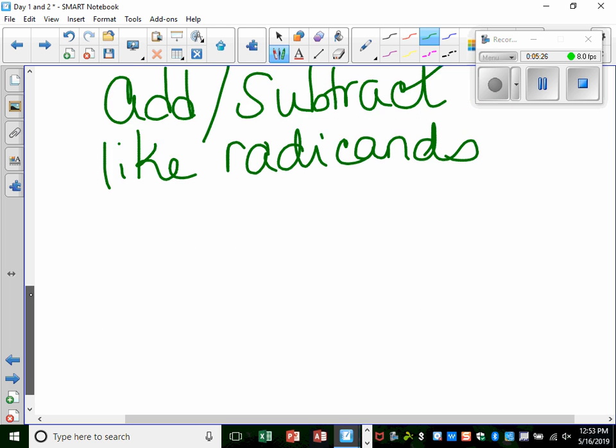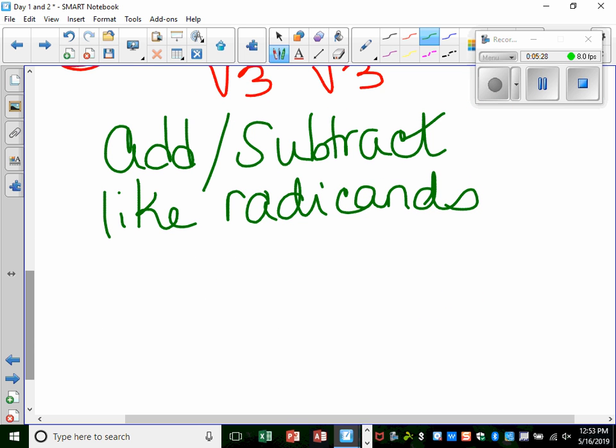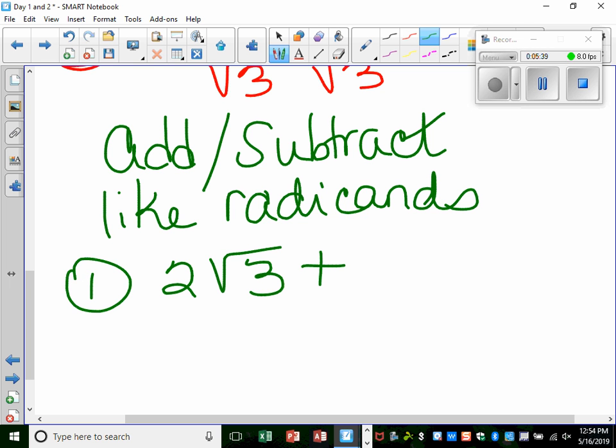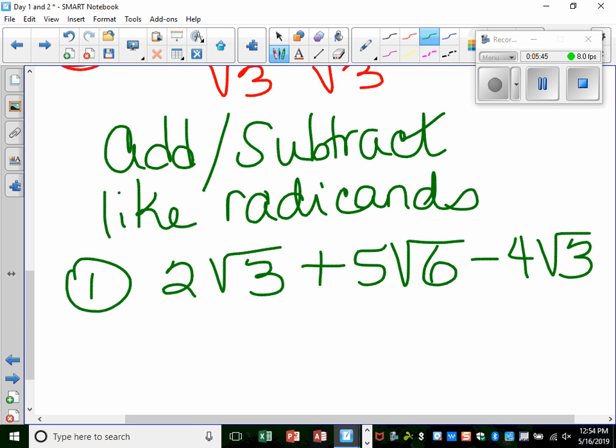All right, so, you know, this is going to be on your final exam. So that's why we're going back and reviewing some topics. So like radicand simply means the number under the radical. So if I had 2 rad 3 plus 5 rad 6 minus, let's say, 4 rad 3. So here you can only group the rad 3s together. You can't group with the rad 6 because that's a different radicand.